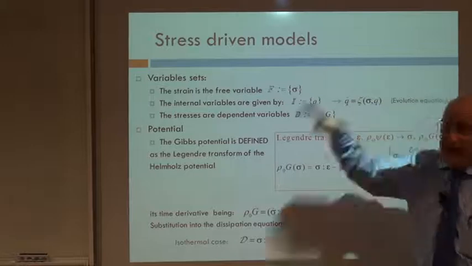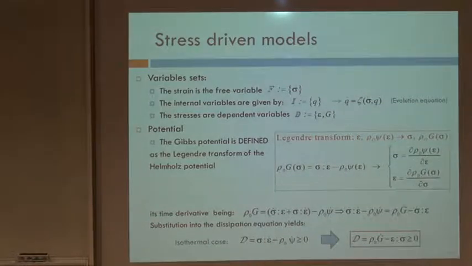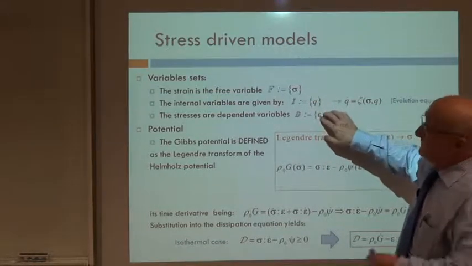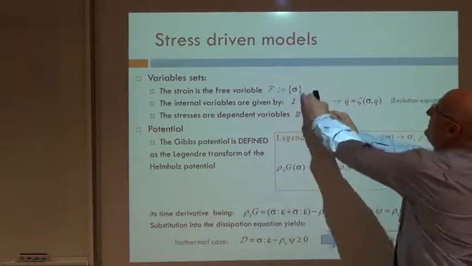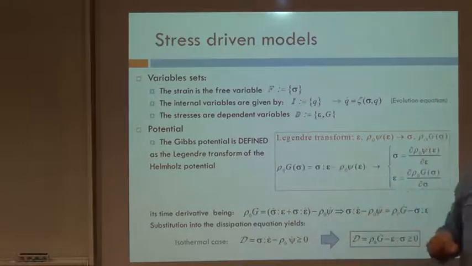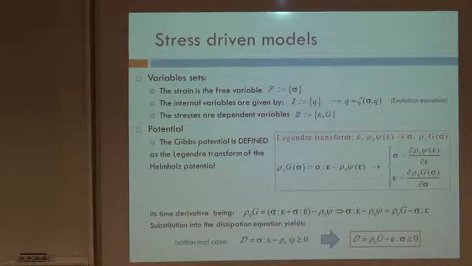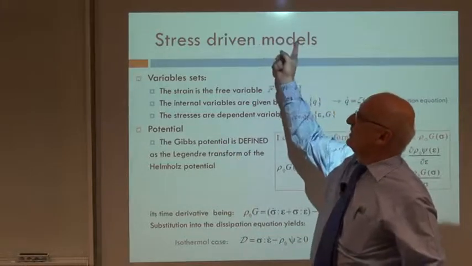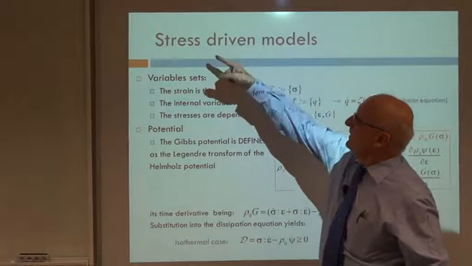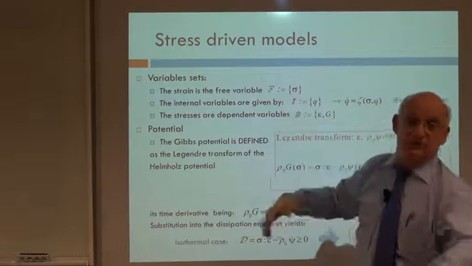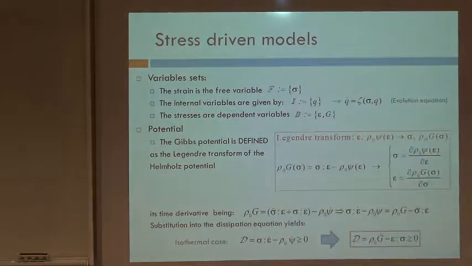Okay? And then the remaining variables are depending on these two. For instance, the strains are dependent variables. So the strain depends on sigma and Q in this setting. Okay? By the way, here appears a new letter that didn't appear before, that I have to introduce, which is called the Gibbs potential, which is useful in these stress-driven models. Why do we use the name stress-driven? Because now it is the stress that drives the model.